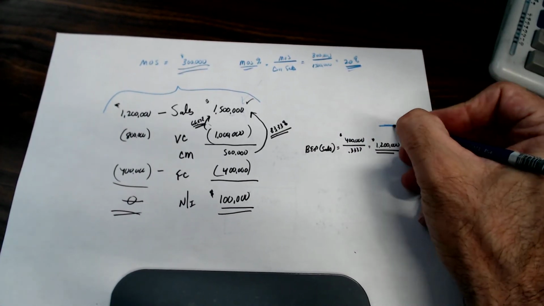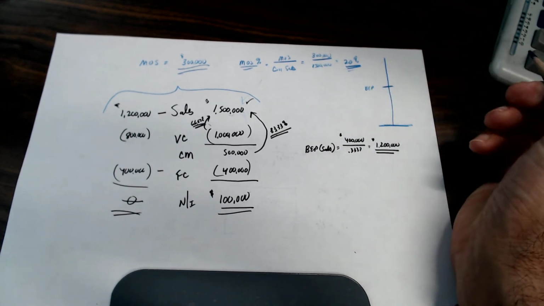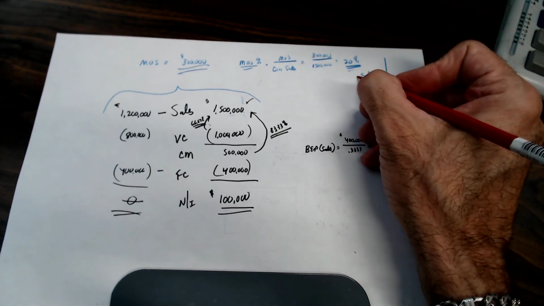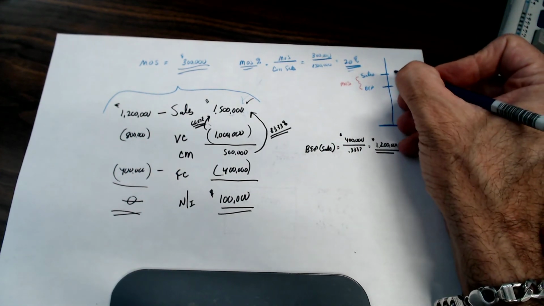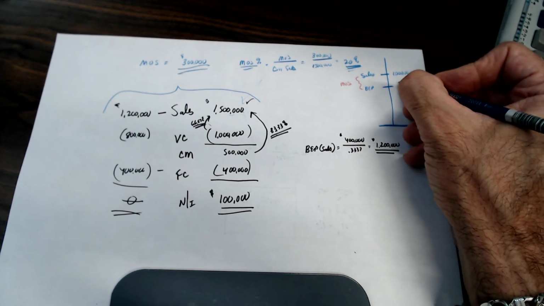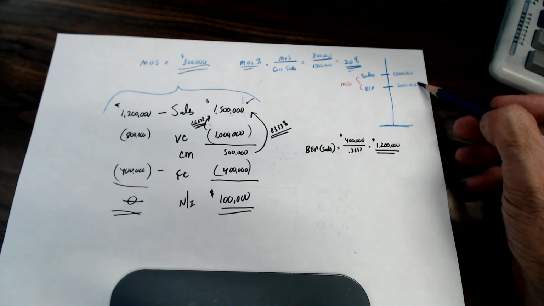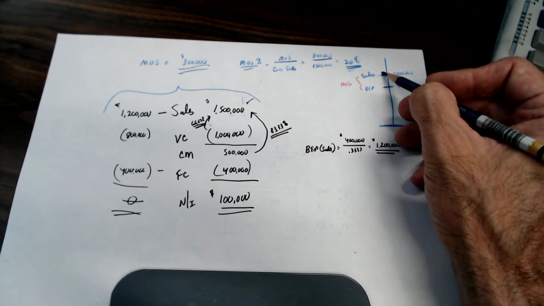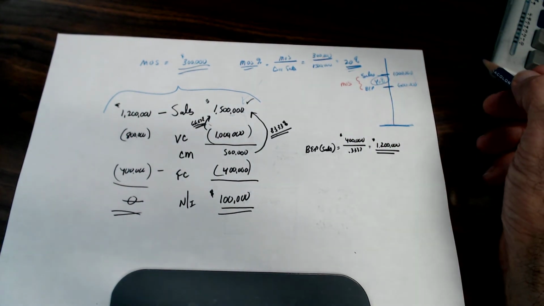On a graph, it looks like this. This is my break-even point. This is my current level of sales. This is your margin of safety. If my current level of sales is $1 million, my break-even point is 600,000. Well, my margin of safety is $400,000. And of my total sales, how much of it is margin of safety? 40%, or 400,000. That's your margin of safety.